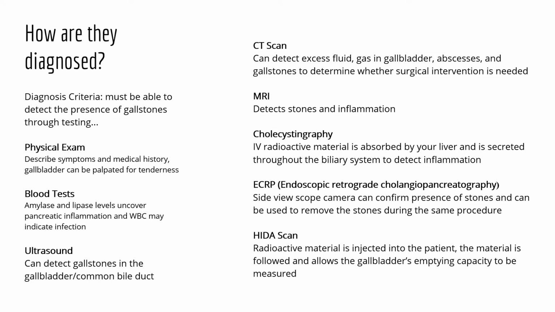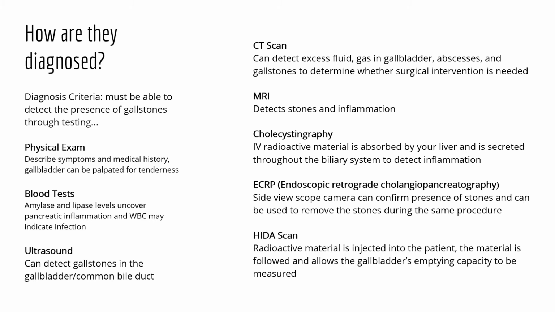Ultrasounds, CTs, and MRIs can all detect the presence of gallstones and determine whether or not surgical intervention is needed. Cholecystoscintigraphy is used to detect inflammation of the gallbladder. This is done by injecting radioactive material through an IV. Imaging is used to track the radioactive material through the biliary tract. The two most useful tests are the ECRP and HIDA-scan.